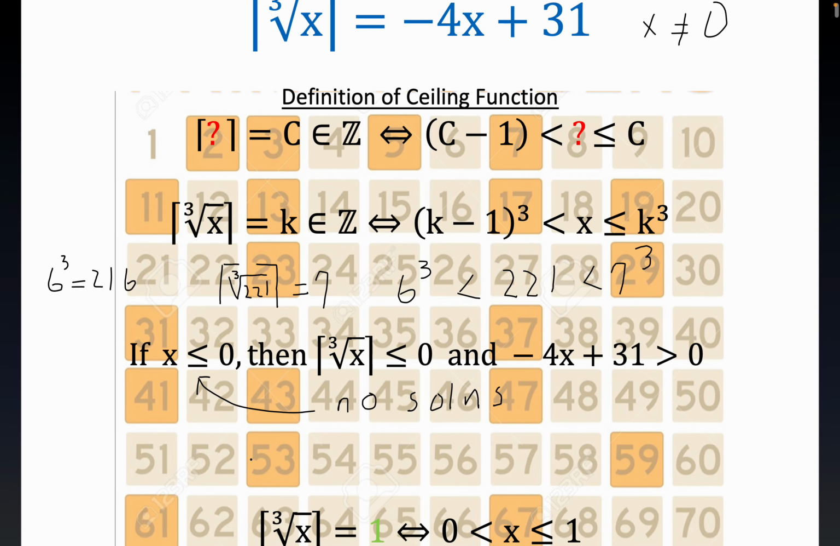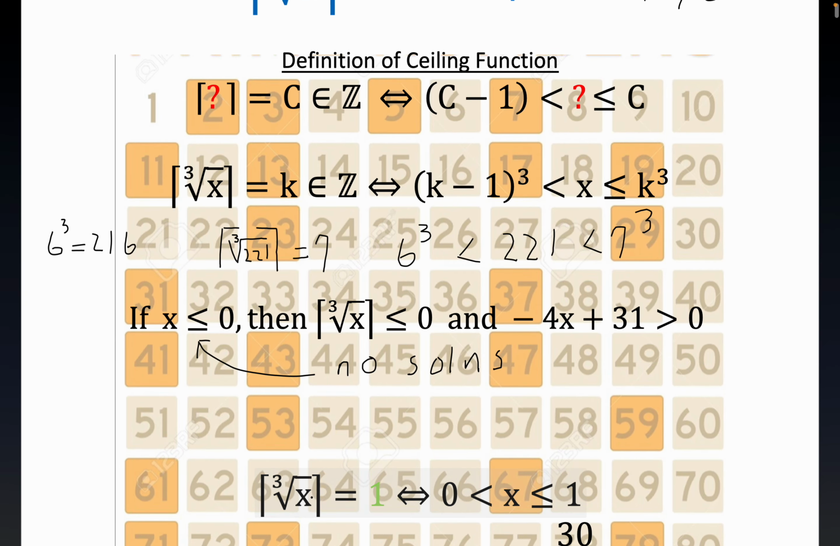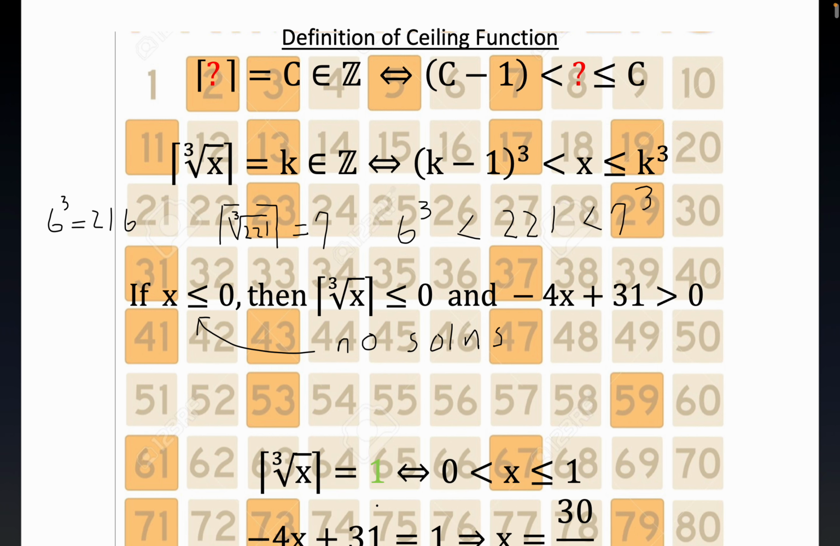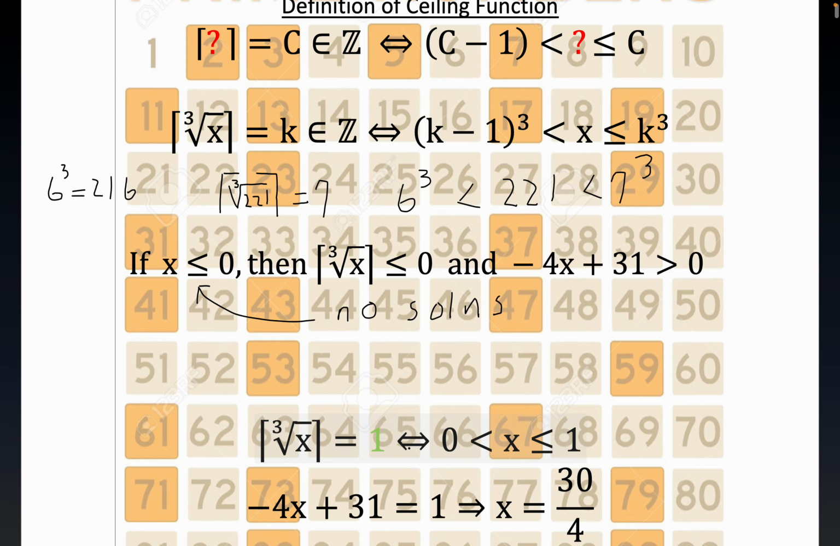Positive values. Now, the ceiling function always returns an integer, so the very first positive integer is 1. All right, and so this is just all cut and dry. This is straight from the definition right here. The cube root of a value x has a ceiling of 1 if and only if x is between 0 and 1, and that's not too hard to anticipate, right?